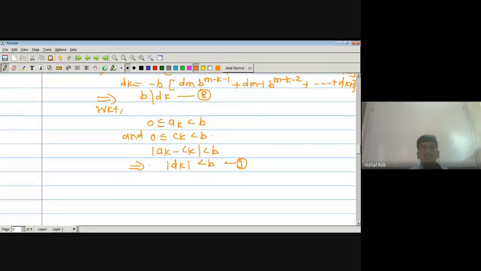Now, whether these two statements are possible, that is B divides dk. Here given that B divides dk, and in 9 we get modulus of dk less than B. Whether these two conditions are possible.